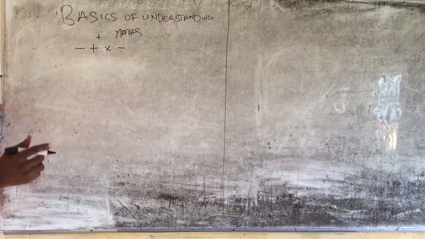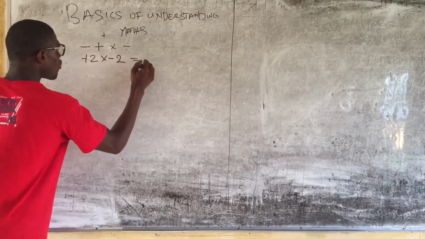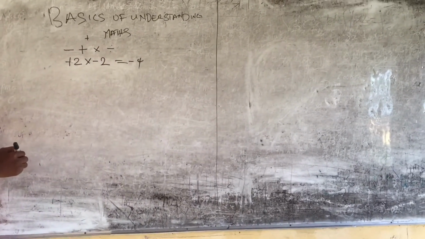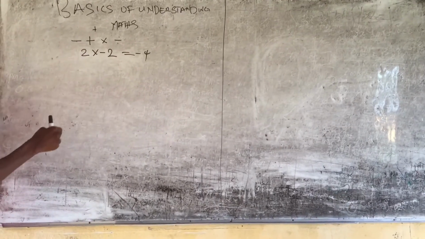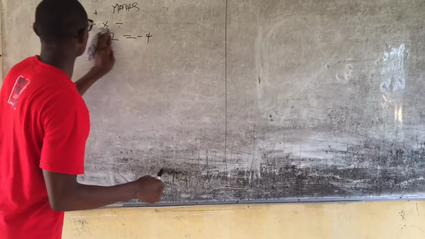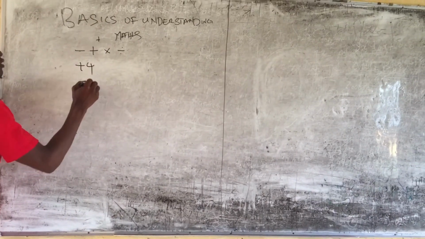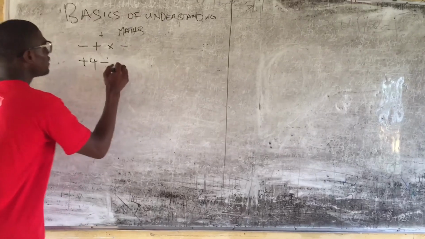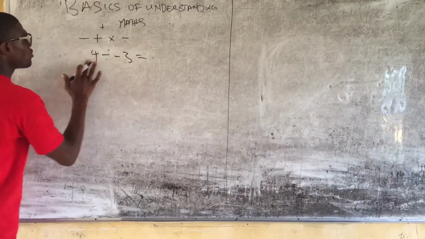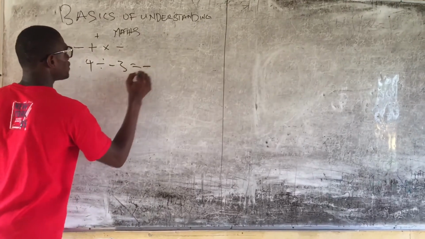Now, let's go to more examples. I have plus 2 times minus 2. What will be the result? The result will be minus 4. Why? Plus is always invisible, while the negative sign is visible. Then, what if I have plus 4 divided by negative 3? Remember, plus is always invisible, while the negative sign is visible. So the negative sign has to go with the result of what you have.